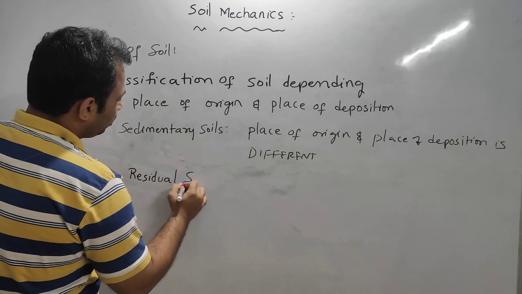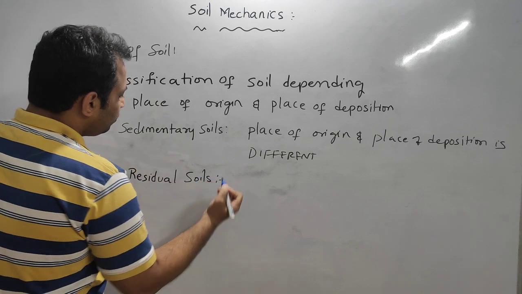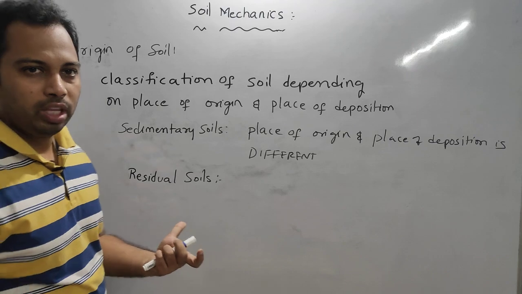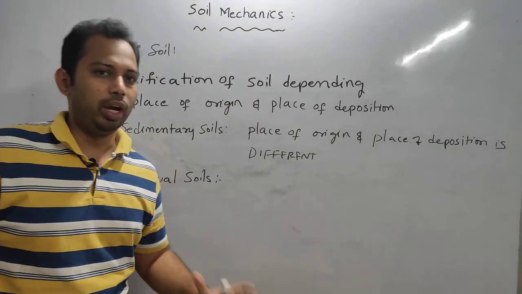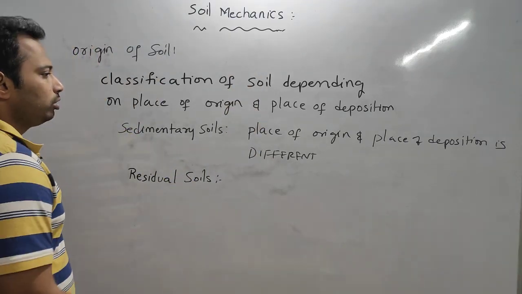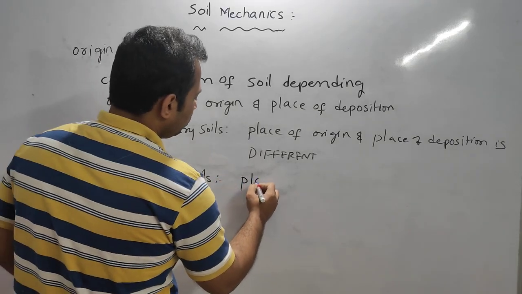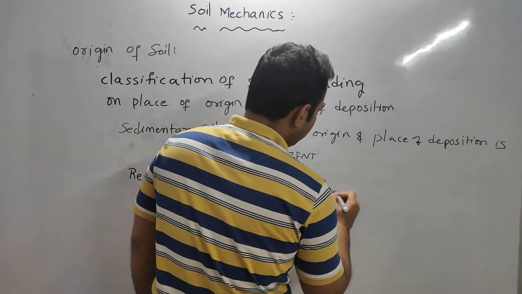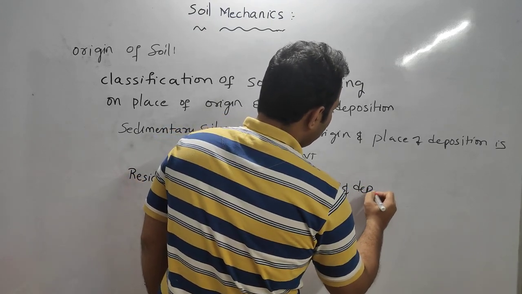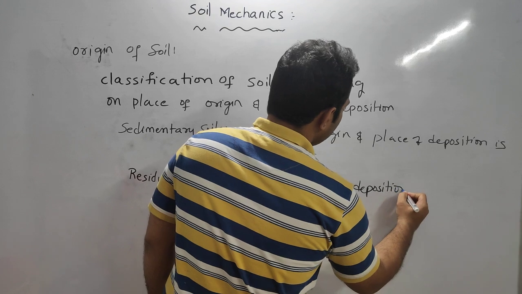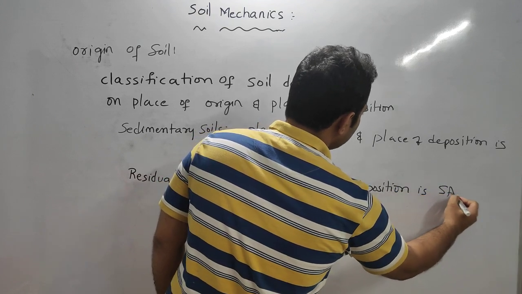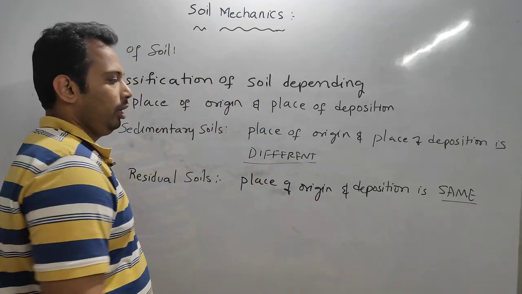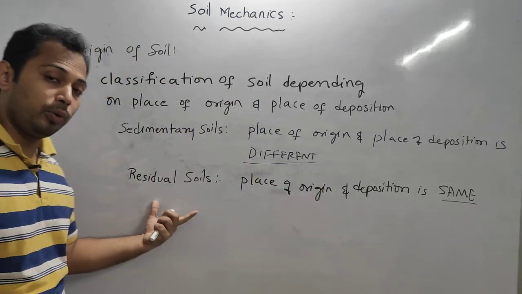For residual soil, the name itself says residual. They form like a residue there itself. They won't move. Okay. So the place of origin and deposition both are same. Here it is different, here it is same. That is nothing but residual soils.